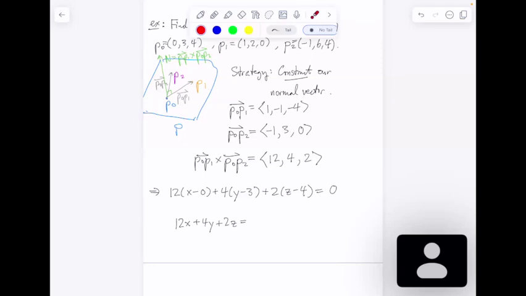You have -12 here that you move over here, and you have a -8 here that you move over here. So that's going to be equal to 20. And you could simplify this all again, right? This is 6x plus 2y plus z is equal to 10.